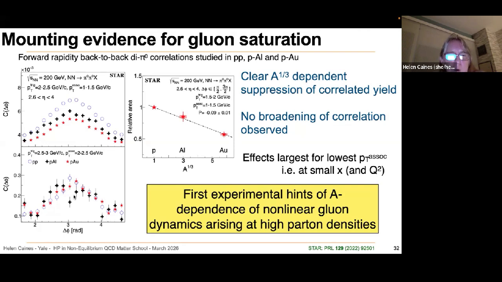So we don't see any broadening of the correlation. Note they lie on top of each other once you arbitrarily scale them. But there is a clear suppression, right? You see, as we go from pp to p-aluminium to p-gold, the yield is actually getting smaller. If you integrate up the area of these curves, you see a beautiful correlation that goes as A to the 1/3. So we have the first bit of very strong evidence that when you go to small x, because these are at forward rapidities, remember that gets me to low x, and at Q squareds that are reasonable, you see a hint of the A to the 1/3 dependence, nonlinear gluon dynamics are at play here.